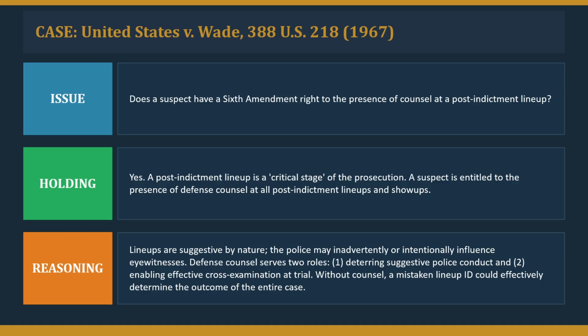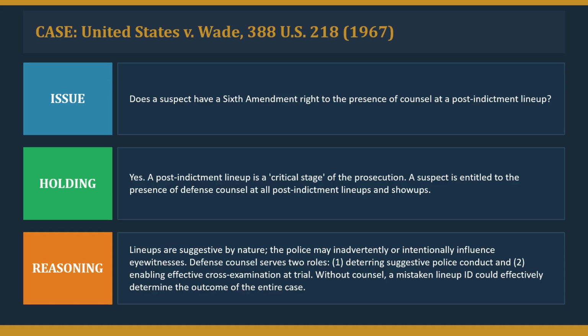The majority cataloged several suggestive practices that were common at that time. Everyone else in the lineup might be known to the victim, making the suspect obvious by elimination. The suspect might be the only person in the lineup whose description matches what the victim gave to police. Participants might be asked to try on an article of clothing that only fits the suspect. Police might point out the suspected perpetrator to the victim before the lineup even begins. Or the victim might be brought to a jail cell and asked to identify a single person through the bars, which is essentially a show-up with the additional suggestion of custody.